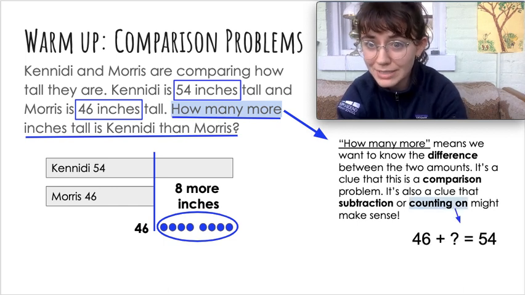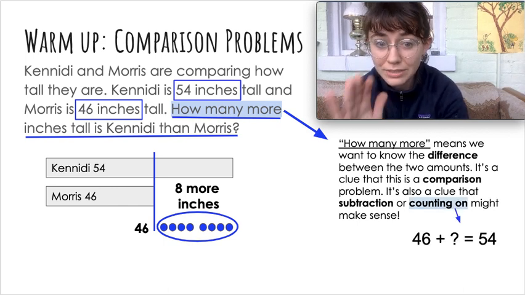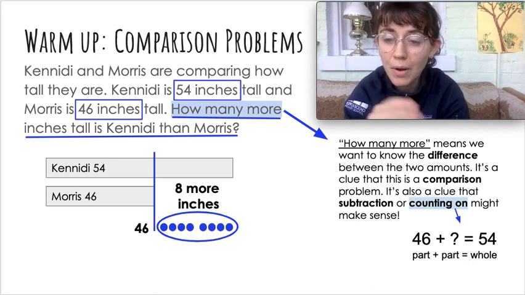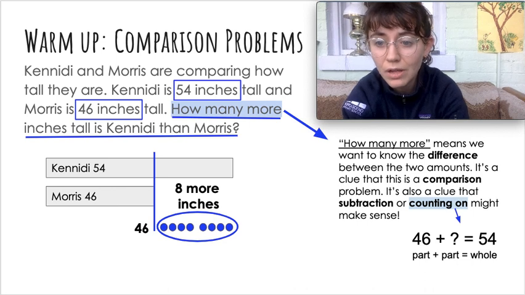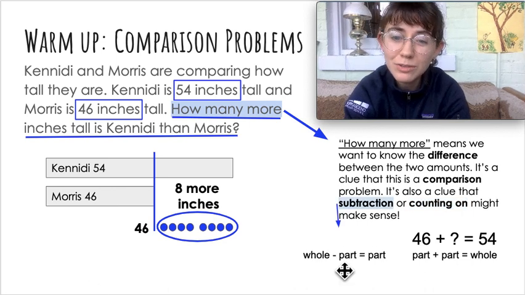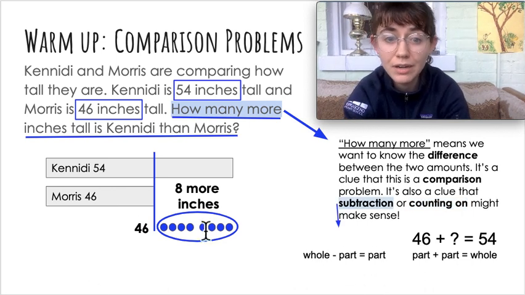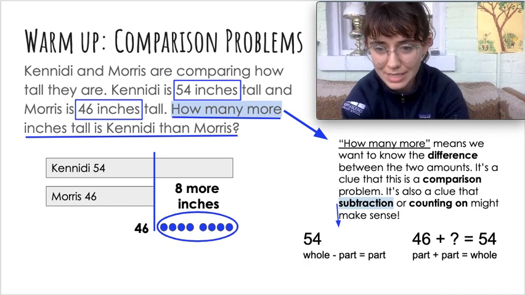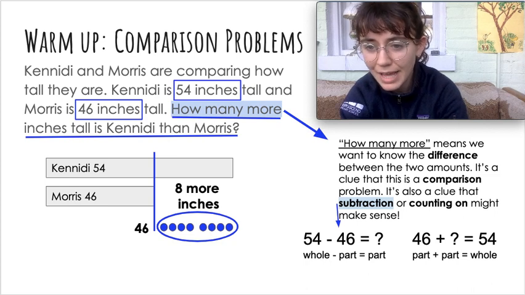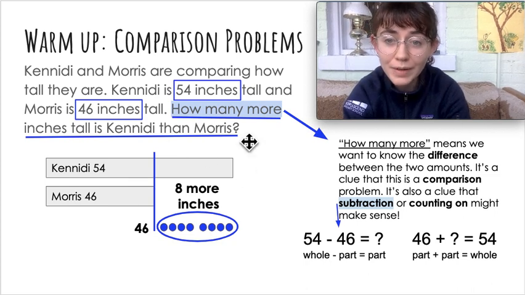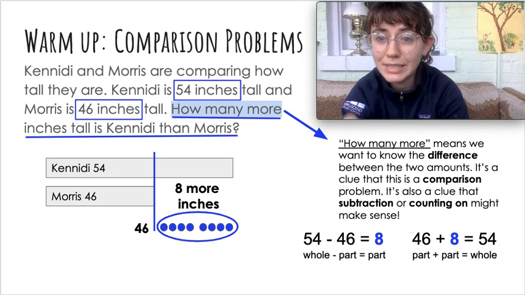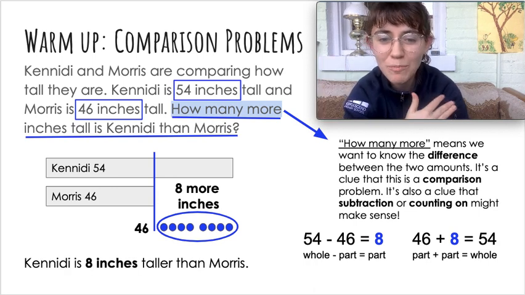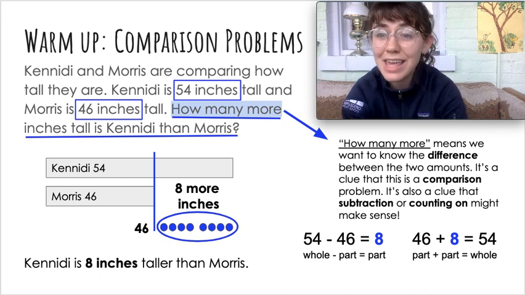I could write a number sentence to show this too. We could start at 46 plus something equals 54, so that was counting on. So part plus missing part equals whole. Or, because we know a whole and a part, we could use subtraction. The whole is 54 minus one of the parts, 46, would give us the other part. Like that. But because we already solved it like this, I know that that missing part was 8. And so my answer is Kennedy's 8 inches taller than Morris. That was a comparison problem.